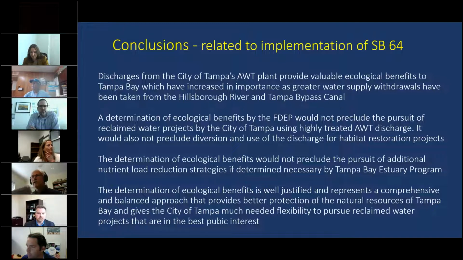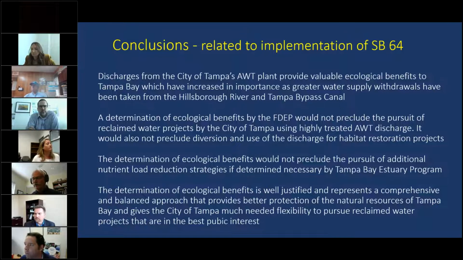Discharges from the City of Tampa's AWT plant provide valuable ecological benefits to Tampa Bay, which have increased in importance as greater water supply withdrawals have been taken from the Hillsborough River and Tampa Bypass Canal. I really want to emphasize the second bullet strongly. A determination of ecological benefits by the DEP would not preclude the pursuit of reclaimed water projects by the City of Tampa using highly treated AWT discharge. Let's stop there. As previously discussed, the evaluation of reclaimed water projects can be done on a case-by-case basis as they are proposed by the city over time.